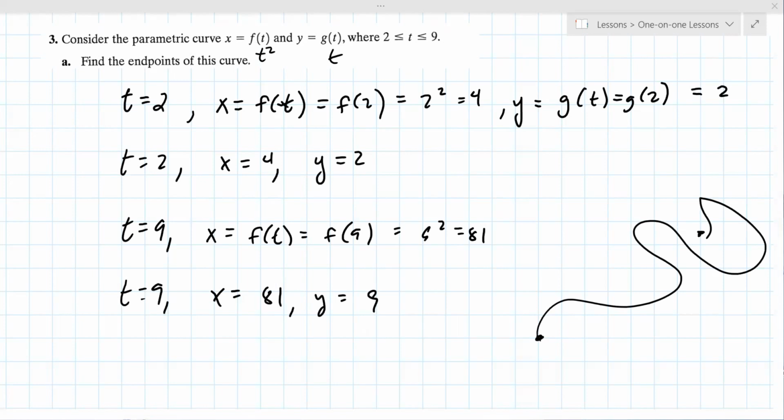So would you label those with the parentheses or with the pointy bracket things? That's a good question because it's confusing. Are we doing vectors or not vectors? These are not vectors. Forgive me, I think my screen is frozen. Yeah, this is your 4, 2, and this is your 81, 9. That's just your ordered pairs. Okay. Part B.